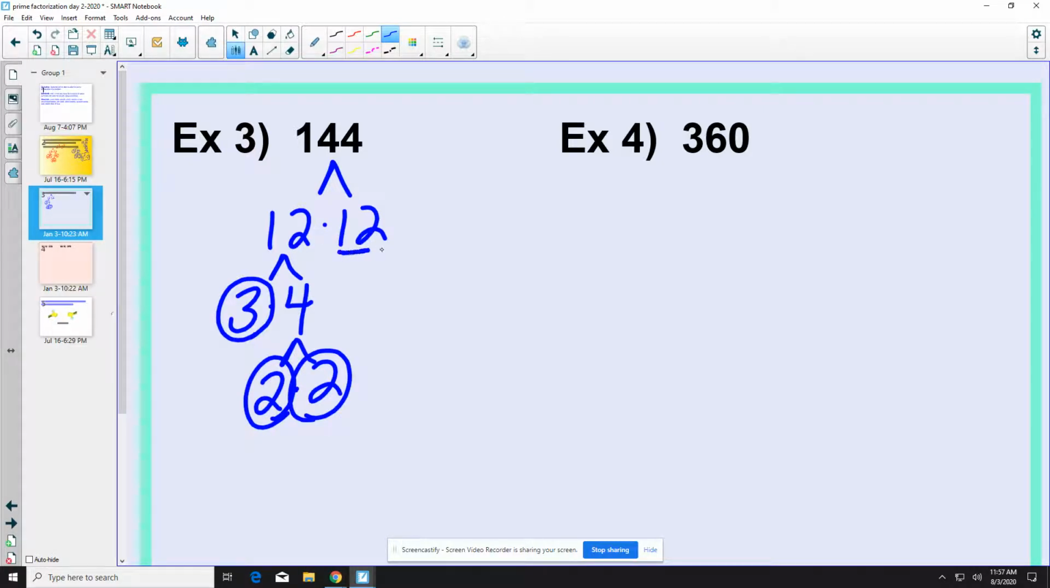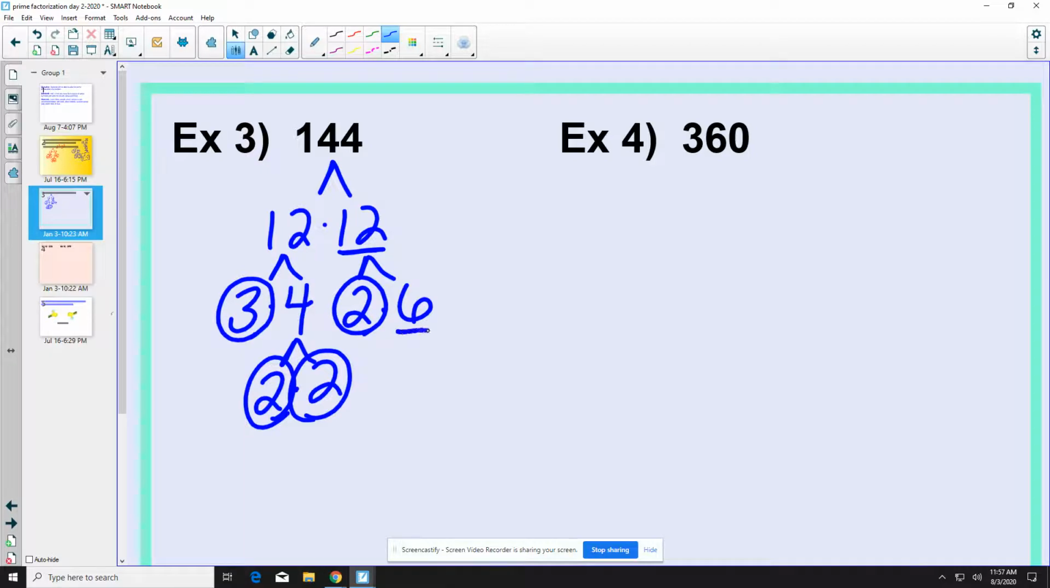And then I can't forget to go up here and think about 12. Is 12 a prime number? No. I could do 3 times 4. I could do 2 times 6. Either way will work. And then I'm going to check, is 2 prime? Yes, it is. Only 1 times 2 is 2.